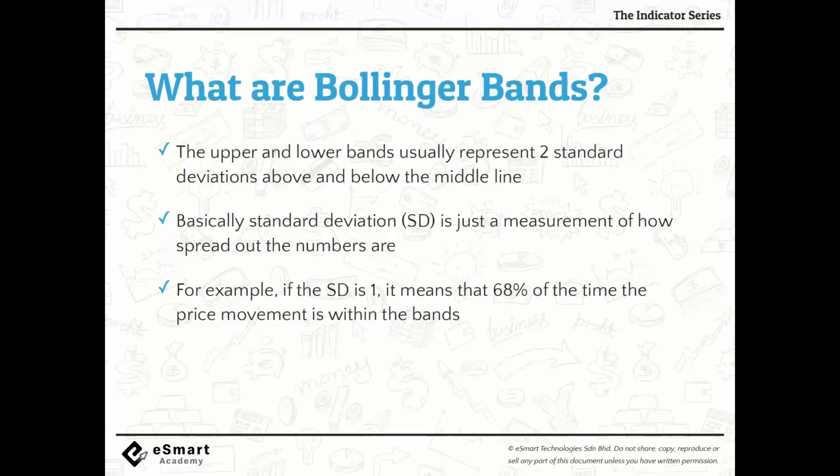Okay, so for example, if you set your Bollinger Band to 1 SD, it means that you want the indicator to help you calculate, based on 68% of the time, that the price is trading within the band. What it means in opposite is that there's a 32% probability, or 32% of the time, the price will actually go out of the Bollinger Band.